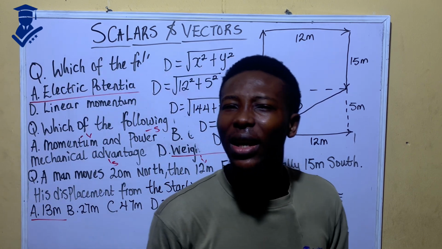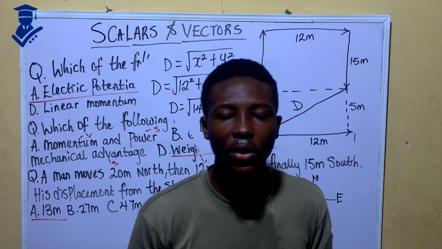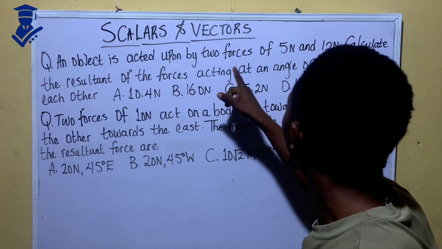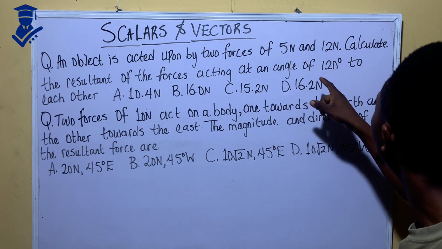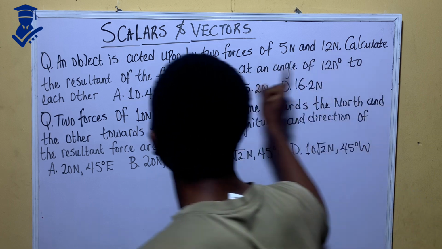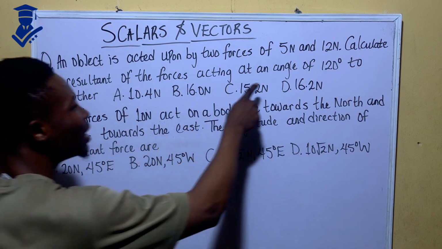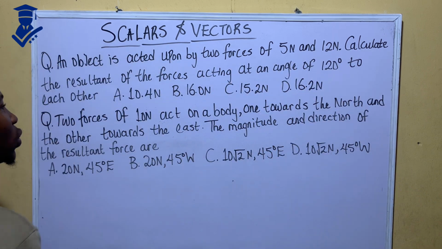Now let's take a good look at some other questions. An object is acted upon by two forces of 5 Newton and 12 Newton. Calculate the resultant of the forces acting at angles of 120 degrees to each other.